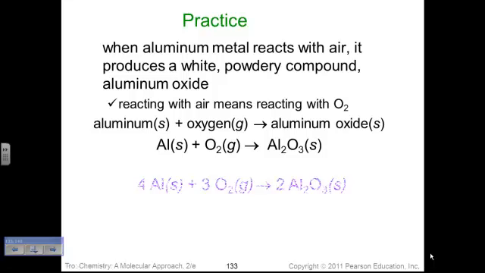1 aluminum on the left, 2 on the right. 2 oxygens on the left, but there's 3 on the right. What set of coefficients will work to balance that equation? Well, a 4, 3, 2.